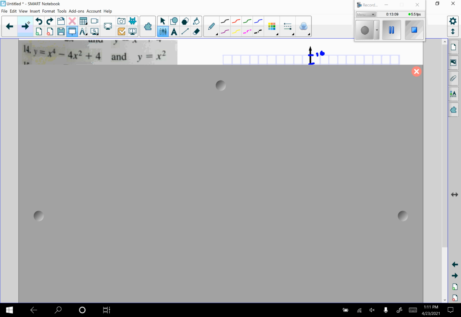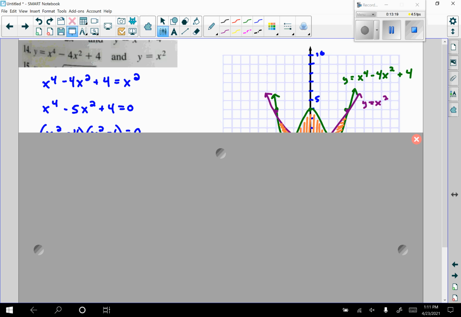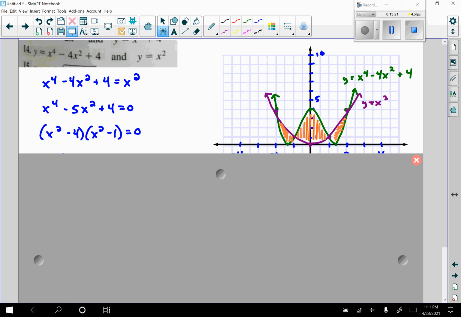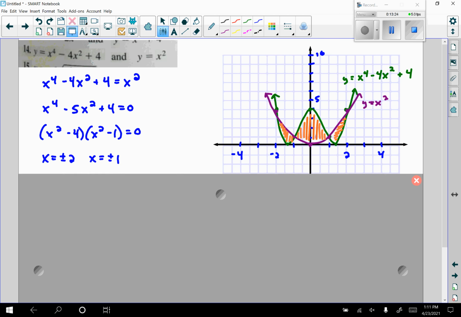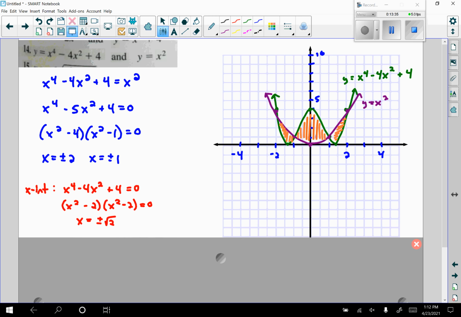Alright, then for number 14, this quartic function was a little much to graph, but we could still find some nice points. There was a little bit of extra algebra work I did here, so I did set them equal to each other. We have 4 points of intersection at plus or minus 2 and at plus or minus 1. Now to help me graph the quartic function here, I found the x-intercepts of that, so that's what I'm going to show you next. Now remember, square root of 2 is approximately 1.414, so I just went almost to 1.5 here, so those are my x-intercepts.